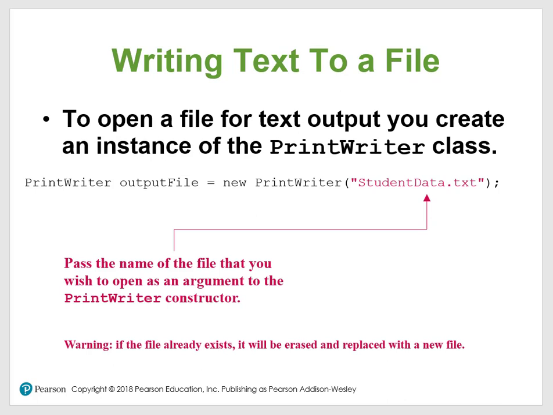When you write to a file, this is where the PrintWriter class comes into play. PrintWriter outputFile = new PrintWriter. This is what you're going to use to open up the text file that you output to, creating an instance of the PrintWriter class. So the output file is what's being created as an instance. Pass the name of the file that you wish to open as an argument to the PrintWriter constructor. Remember, this is the name of the file. This could be a text file, it could be a binary file. You open this up, and it's going to write to this object. Remember now, outputFile.